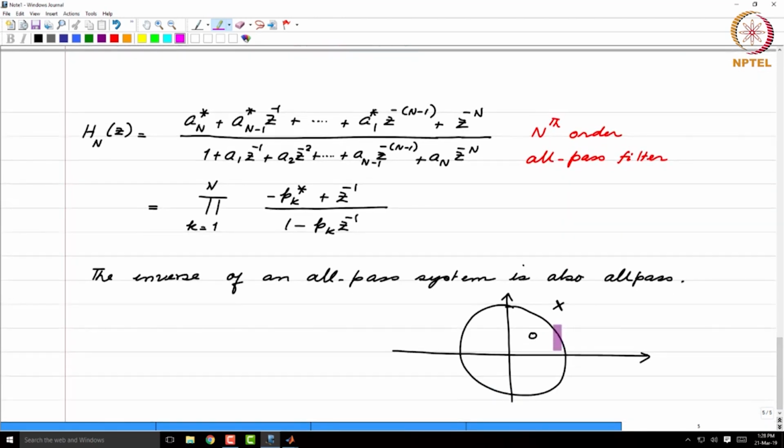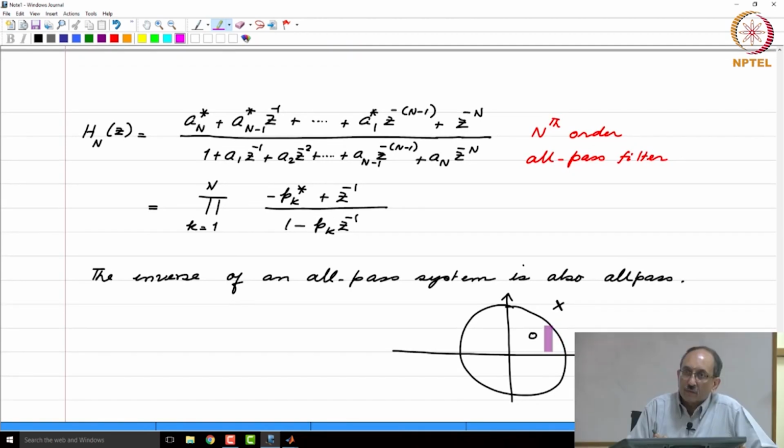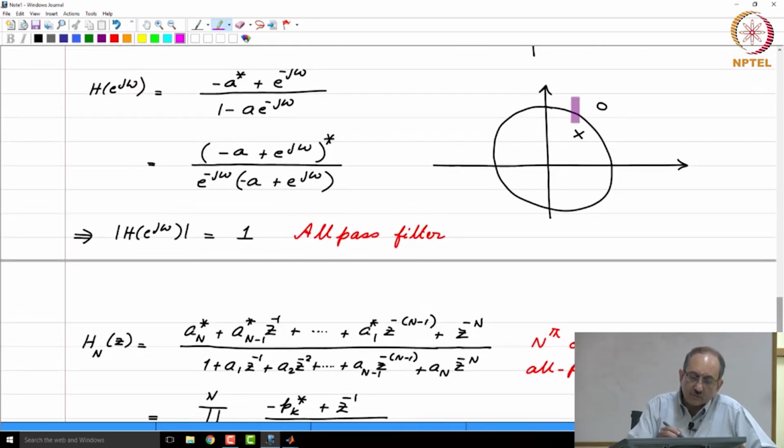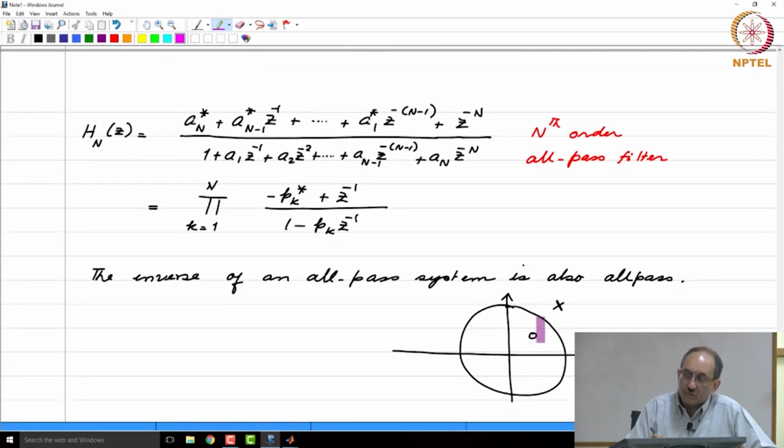The point to note is, if you want all pass systems to be both causal and stable, your only choice is this, because it is only this choice that gives you poles that are strictly inside. If you want this also to be stable, the system has to be anti-causal, and in practice you want causal and stable filters, and hence the all pass filter will have poles strictly inside the unit circle, and for every pole inside the unit circle you will have a reflected 0.